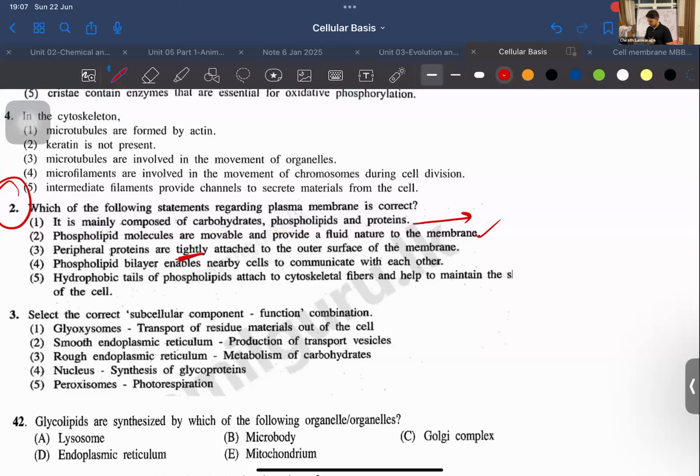Phospholipid bilayer enables nearby cells to communicate with each other. Nearby cells to communicate. Is it the phospholipid bilayer? No, right? It is the proteins embedded. So write a review.